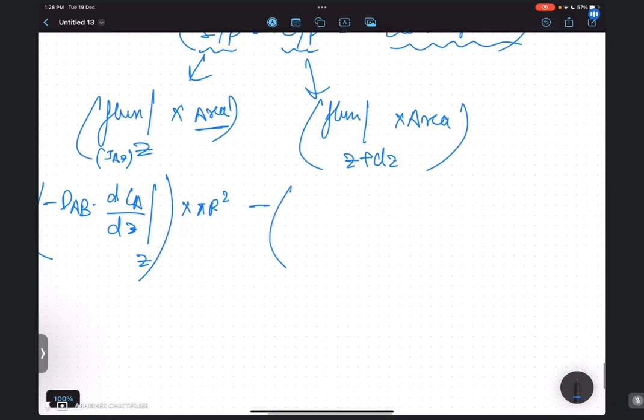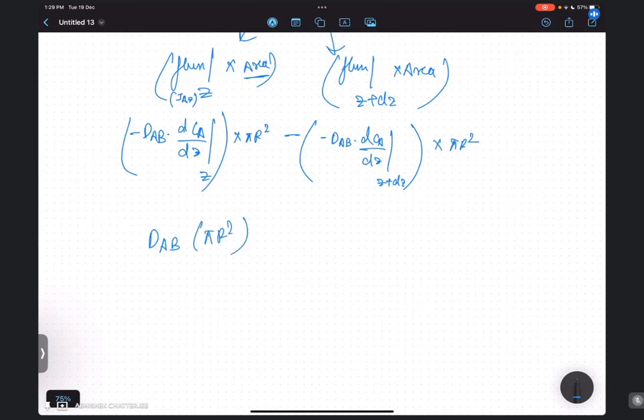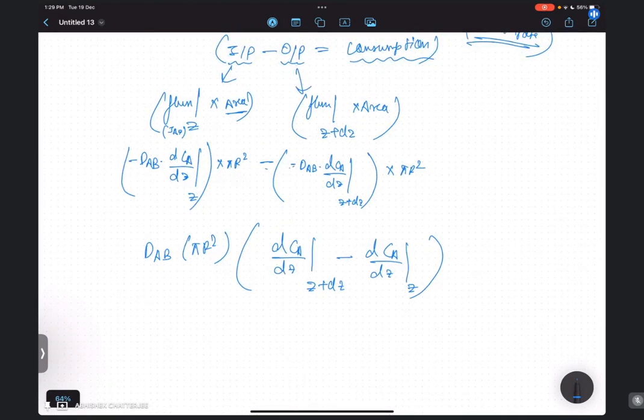Minus of, what is the flux at Z plus dz? It is minus Dab into dCa by dz at Z plus dz, and that times area. Now area is again pi r square. If you write this properly, take Dab common, pi r square common, then you will have dCa by dz at Z plus dz and minus of dCa by dz at Z. This minus and minus will make it plus.